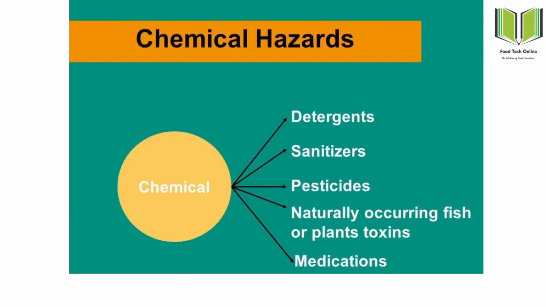Next coming is the chemical hazards. Chemical hazards are many. If you start from detergents, the detergents used for cleaning equipment and containers which are used to keep the food or process the food. The sanitizers also, pesticides. Talking about pesticides, we can take the example of pesticide residue.